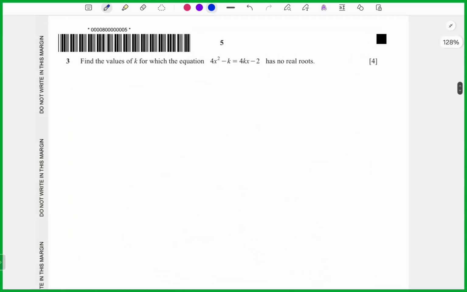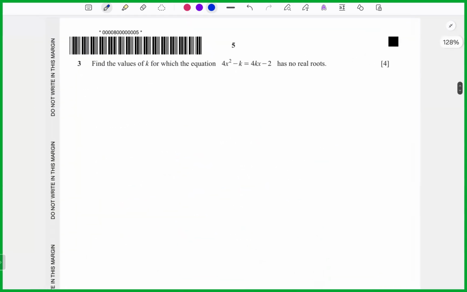Okay, let's look at question 3. Find the values of k for which the equation 4x squared minus k equals 4kx minus 2 has no real roots. And then you see these keywords, no real roots, it means you need to use b squared minus 4ac less than 0. And for this equation, you need to form it in ax squared plus bx plus c, or the general quadratic equation.